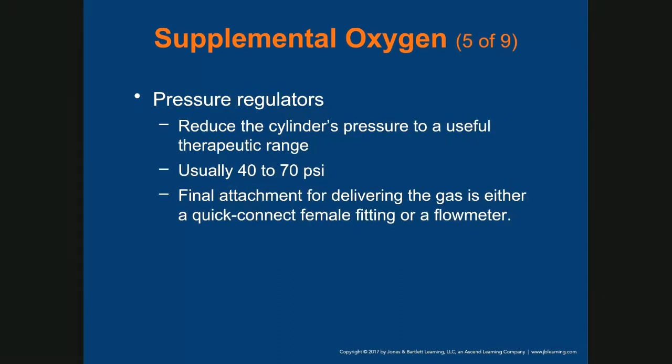Now, the pressure inside of the cylinder when it's filled is 2000 psi. We cannot give a patient 2000 psi of oxygen. Their lungs cannot manage that. So what the pressure regulator does is reduce the 2000 psi to 40 to 70 psi, and then we can adjust a flow rate that is appropriate for the patient based on the device that we are using, whether it's a high flow device or a low flow device.